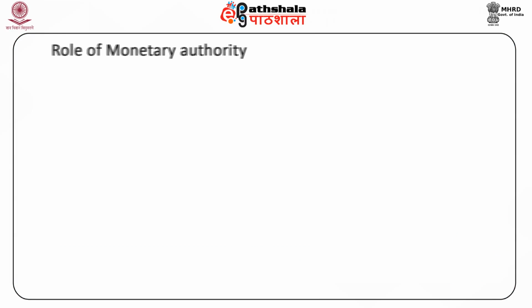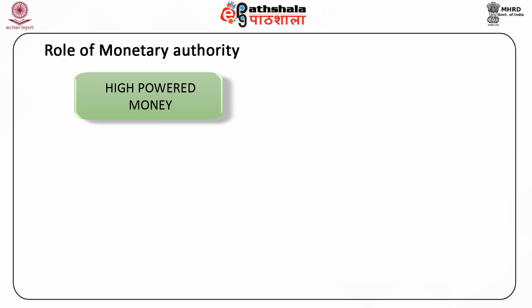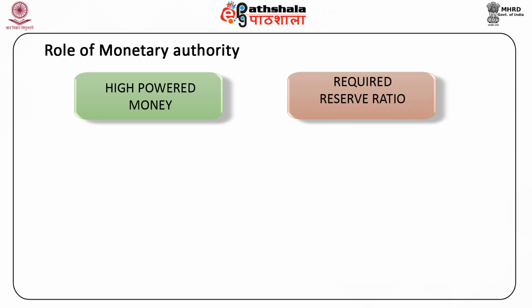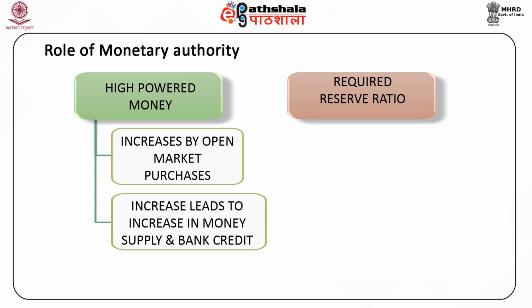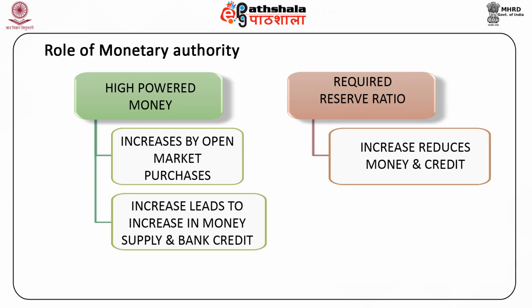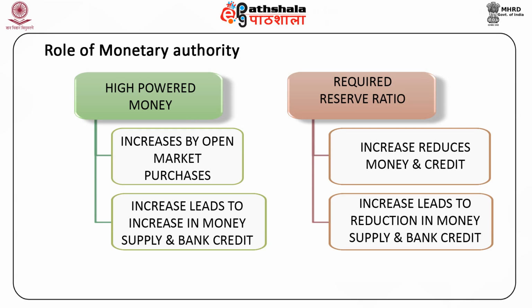The RBI has two ways of influencing the money supply and bank credit. One, through the high-powered money H and two, through the required reserve ratio RR. The high-powered money: the RBI can increase the high-powered money by engaging in open market purchases. An increase in high-powered money leads to an increase in the money supply and bank credit, which is a multiple of the increase in the high-powered money due to the complete money and bank credit multiplier. The required reserve ratio: an increase in the required reserve ratio reduces the money and credit multiplier and therefore leads to a reduction in the money supply and bank credit, whereas a decrease in required reserve ratio has the opposite effect.